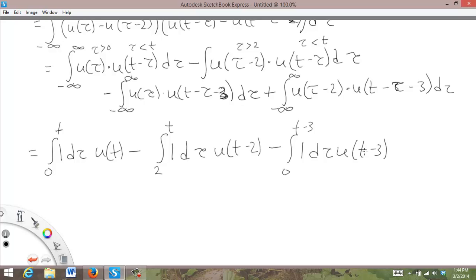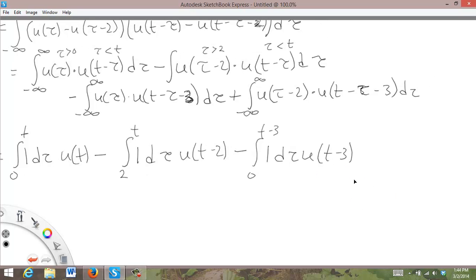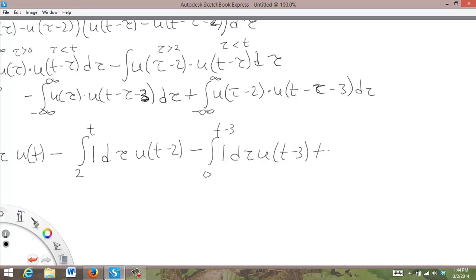And lastly, we have plus the integral from 2, tau is greater than 2, and tau is less than t minus 3, of 1 d tau. And again, this has to be greater than 2, so we have a u of t minus 3 minus 2, or u of t minus 5.